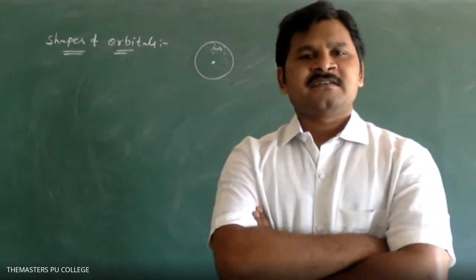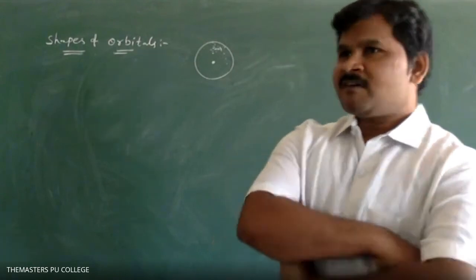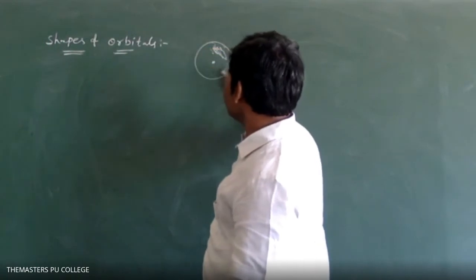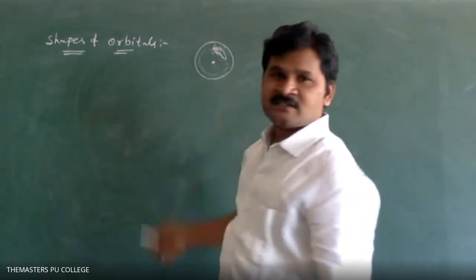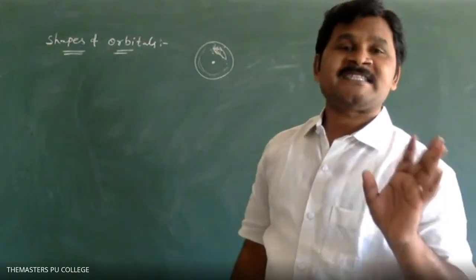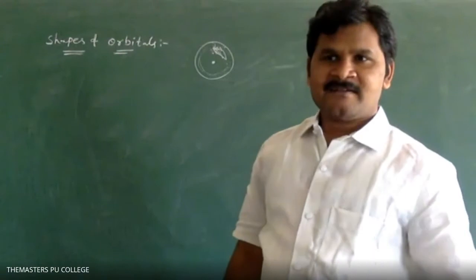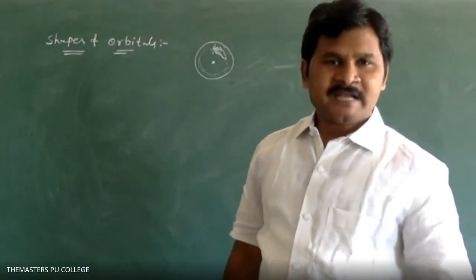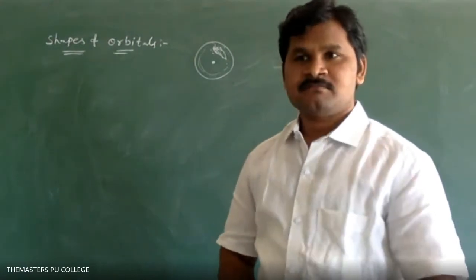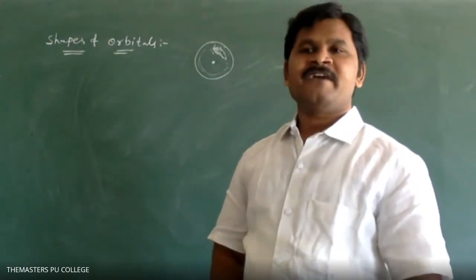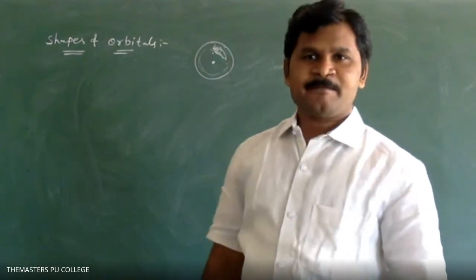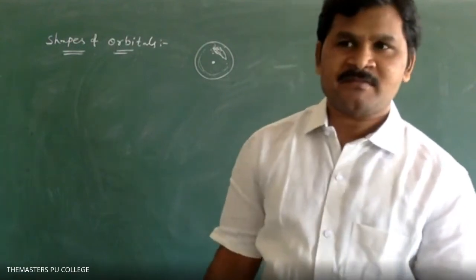What is other than orbital? In the orbital, electron is present. What about the remaining space? In the remaining space, no electron is present. If you imagine like that, that place is called nodal plane. Nodal plane means the plane where the probability of finding an electron is 0. These are two definitions you have to remember.